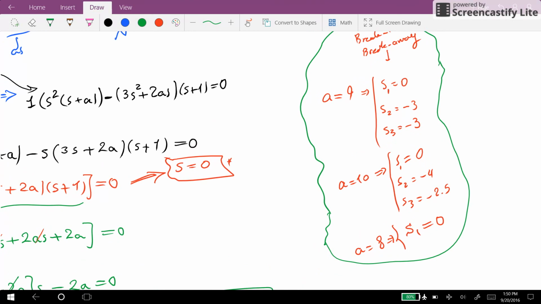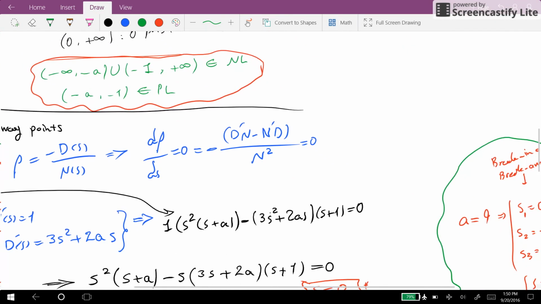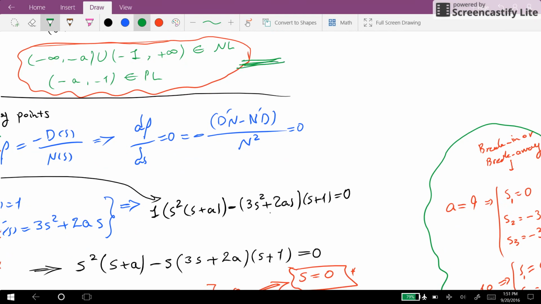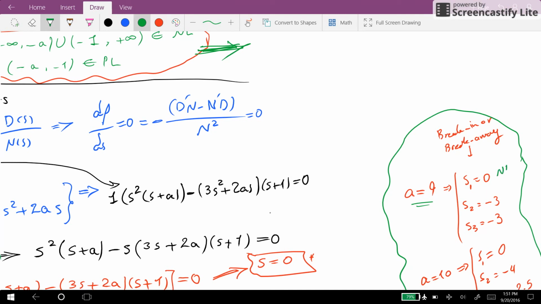Now what we need to determine is whether each one of these points belongs to the negative locus or positive locus, and whether they are break-in or breakaway points. So let's go back to the previous step. This is what we have from the previous step regarding the real axis in the negative locus or positive locus. For the first case, for a equal to 9, we see that S1 equal to 0 belongs to the negative locus. So it's here between -1 and plus infinity. S2 equal to -3 is in positive locus, because it lies here between -9 and -1. And S3 is the same.